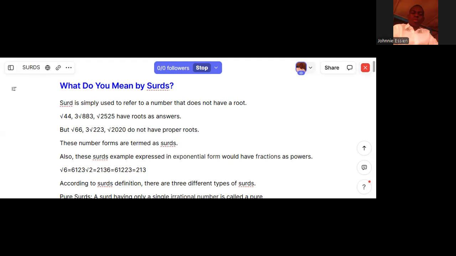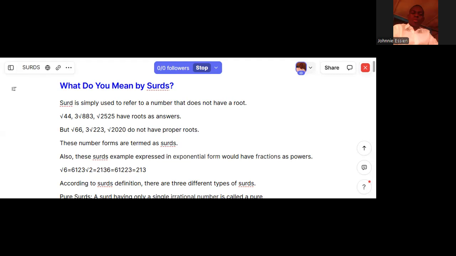Those are surd values: root 3, root 2, root 6, root 20. They do not have proper roots. So they are examples of surds.